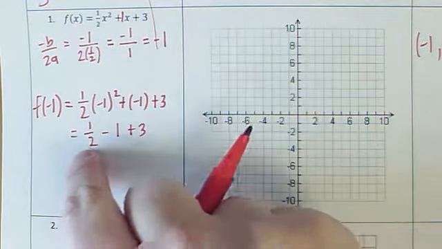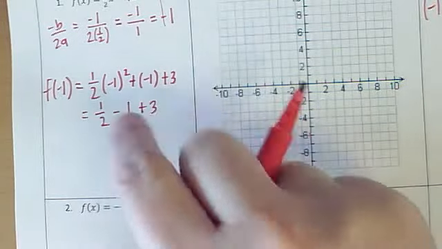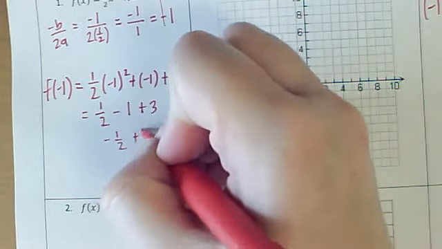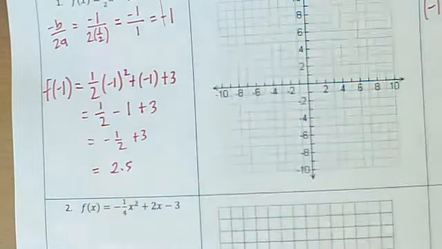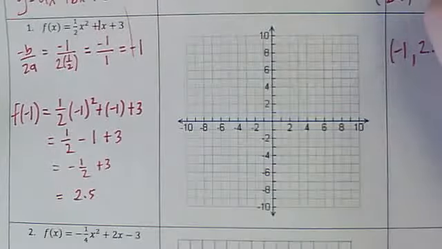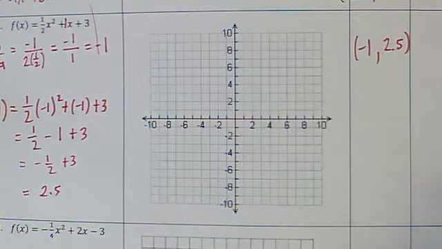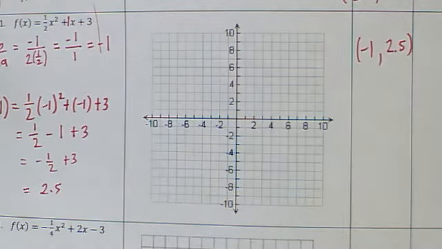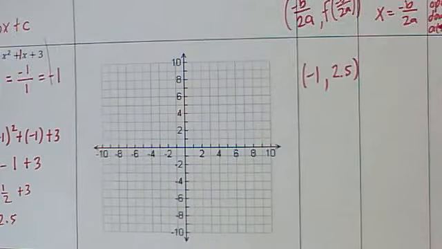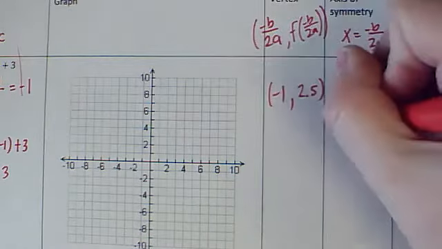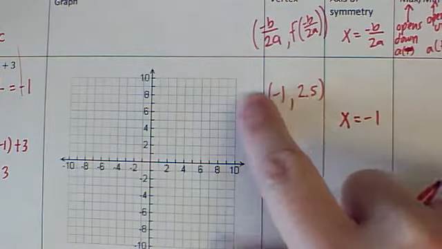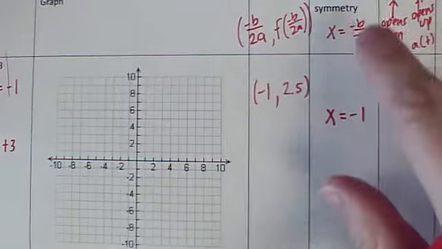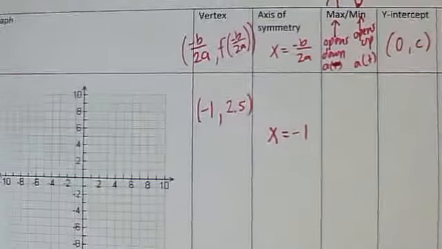Once we get here, you're just going to go left to right. So 1/2 minus 1 is negative 1/2. Then negative 1/2 plus 3 is 2.5. And I went ahead and wrote it as a decimal, because that's easier to see in a graph. Alright, so there's our vertex. So that's going to be our minimum or maximum depending on how this graph will open. So our axis of symmetry is x equals negative 1. I'm just taking this negative b over 2a value that I already found, and that's going to be my line that it's going to be symmetrical about.